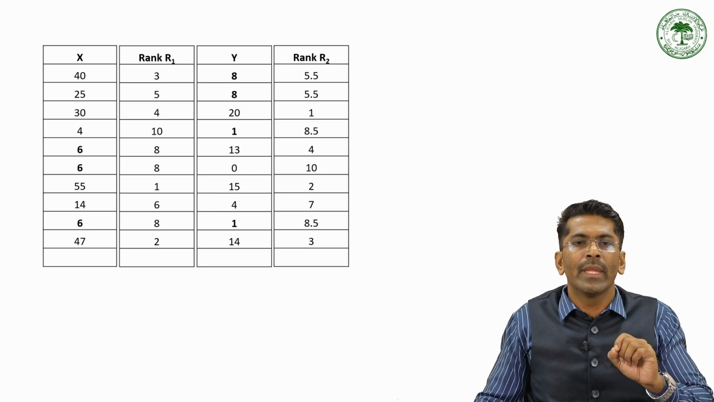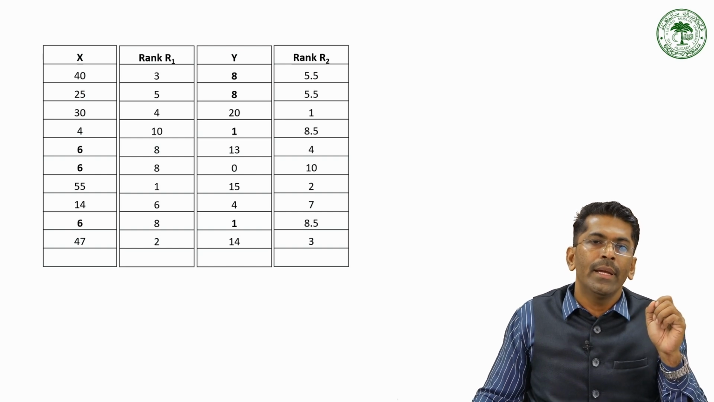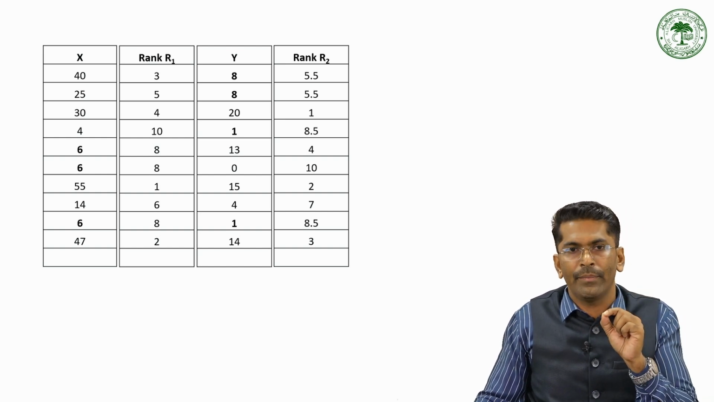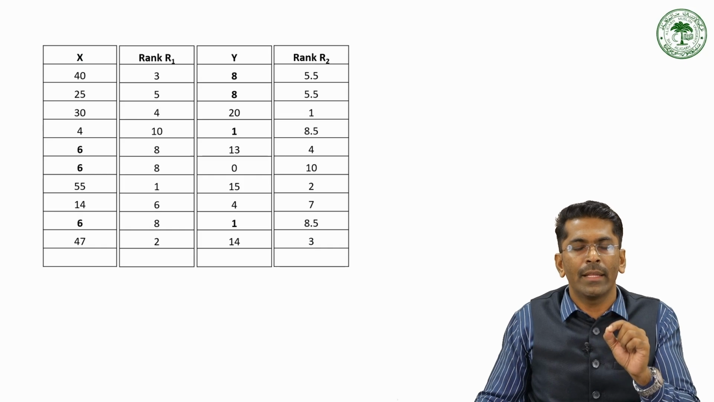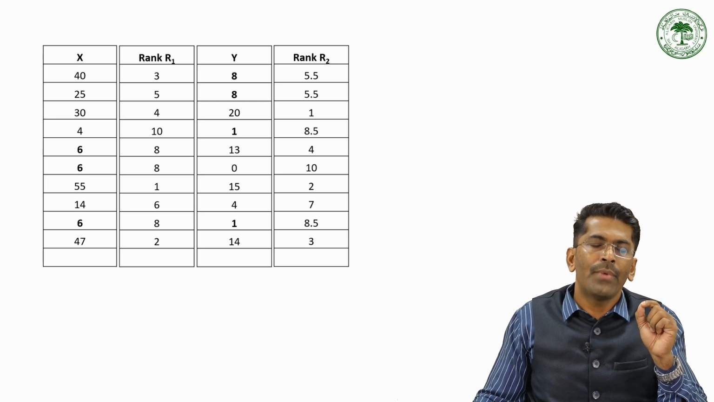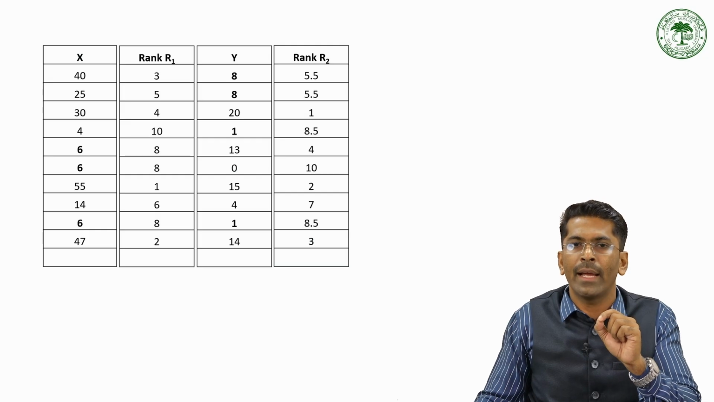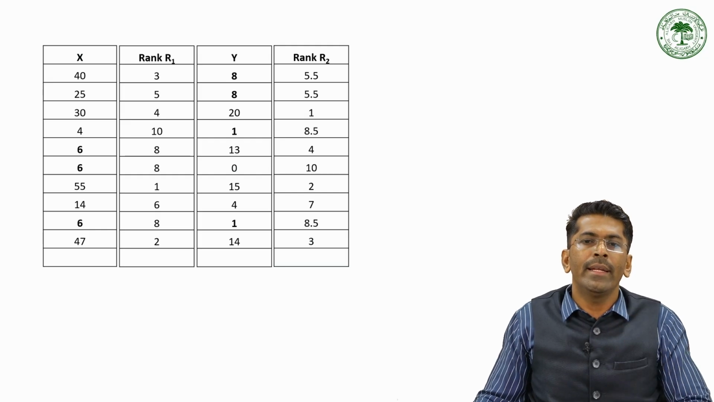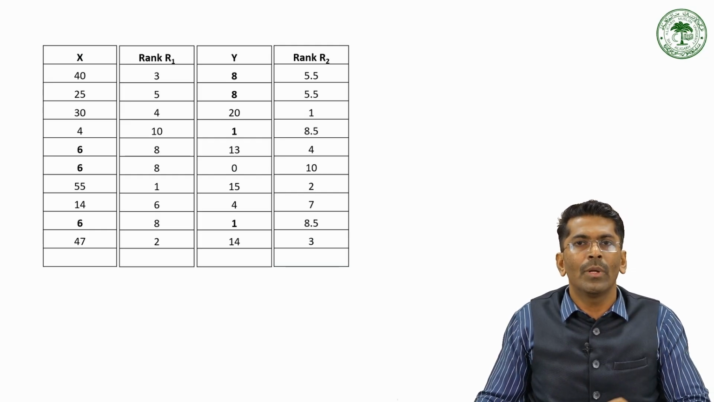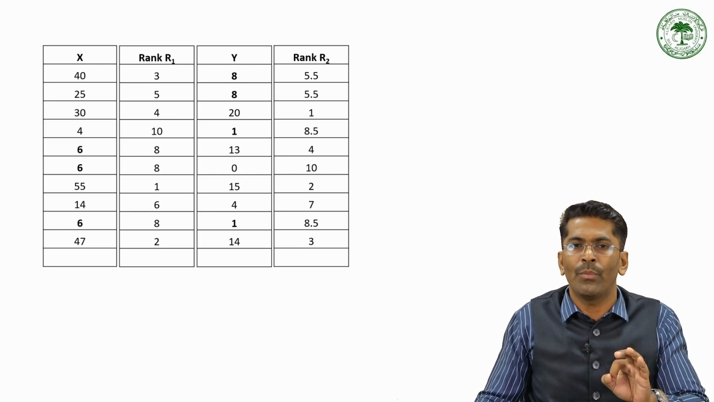Similarly, here also, the 8 is repeated twice in the Y category. It was 5th and 6th rank. One is 5th and another one is 6th rank. Instead of 5th and 6th rank, what I have calculated here is 5 plus 6, which is equal to 11, divided by 2. Average rank I have calculated. So accordingly, it is 5.5, 5.5. Both will be assigned the equal rank, average rank, that is equal to 5.5.